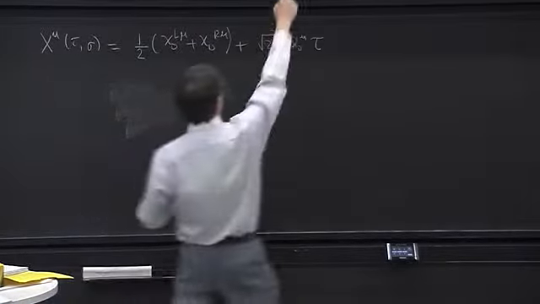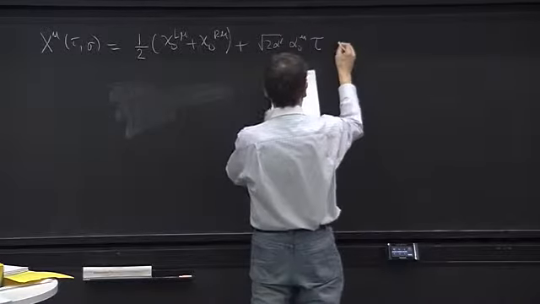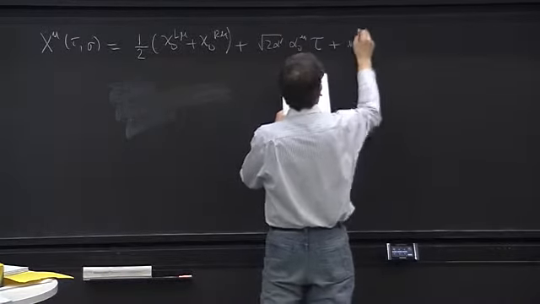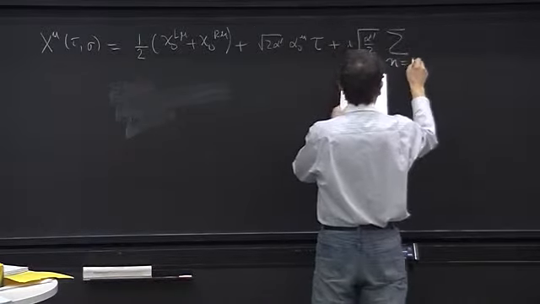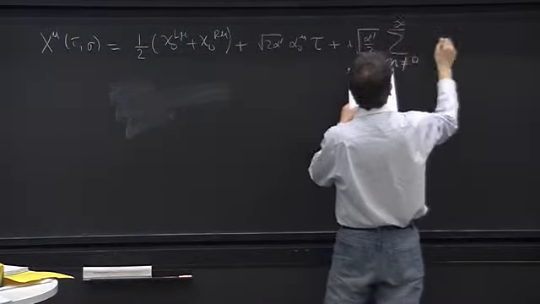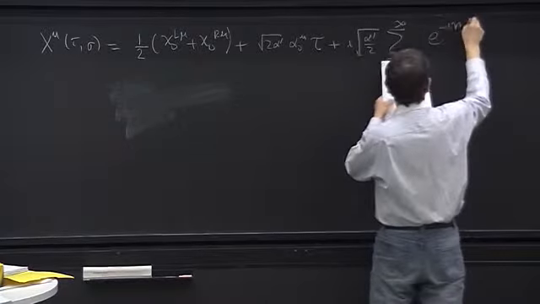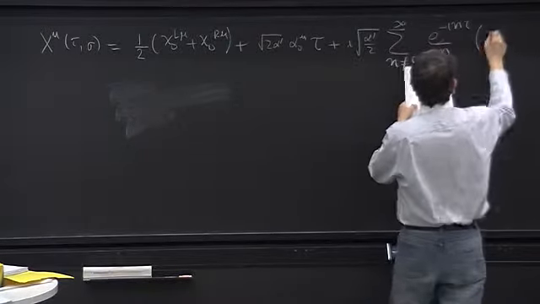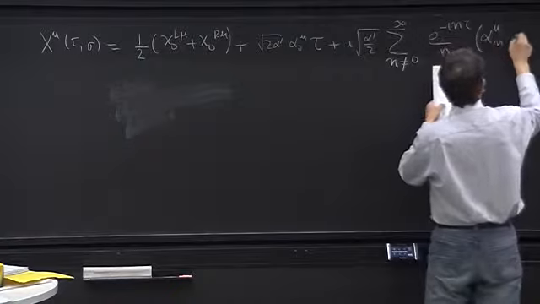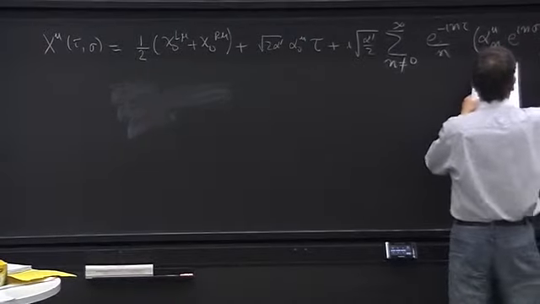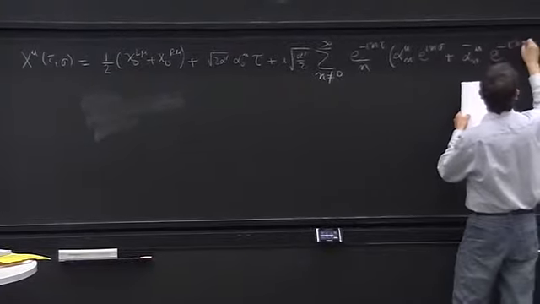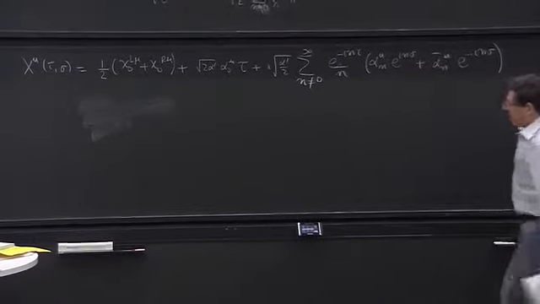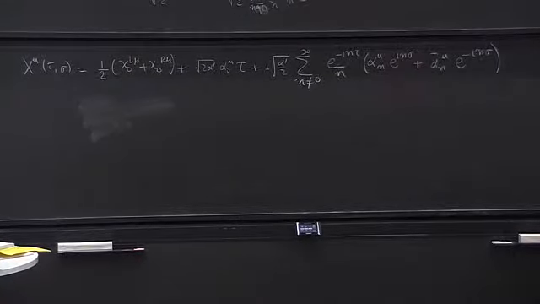OK, false alarm. Here, plus i square root of alpha prime over 2, sum from n different from 0 to infinity, e to the minus i n tau over n, alpha n mu e to the i n sigma plus alpha n mu bar e to the minus i n sigma. OK, that's how a full closed string coordinate looks like.